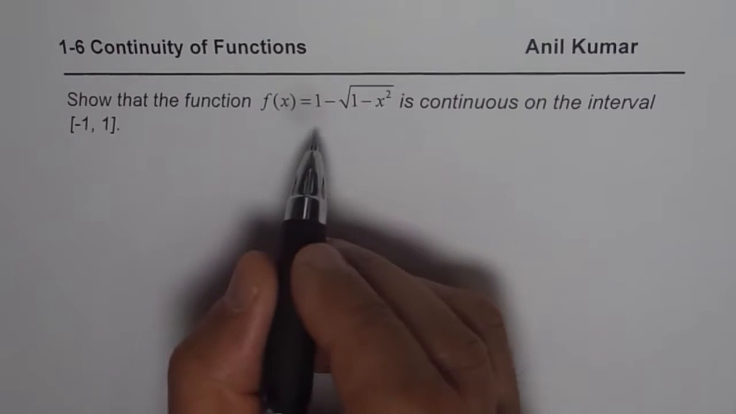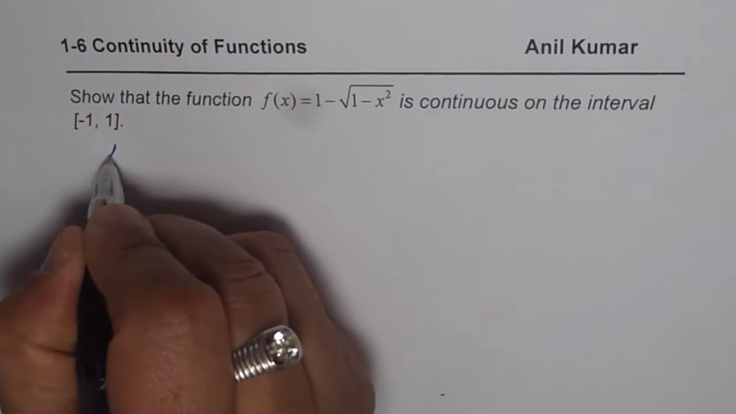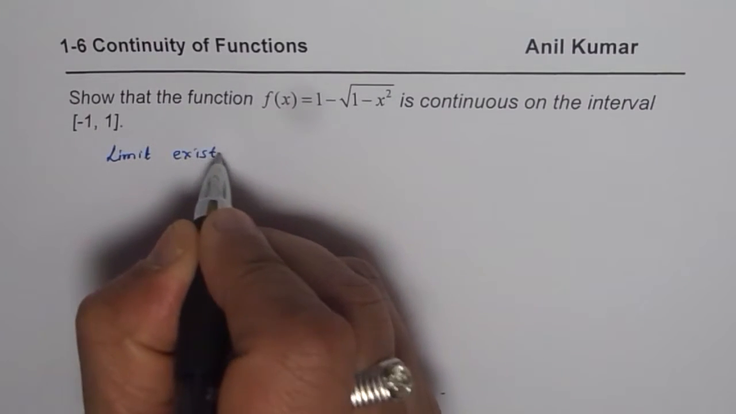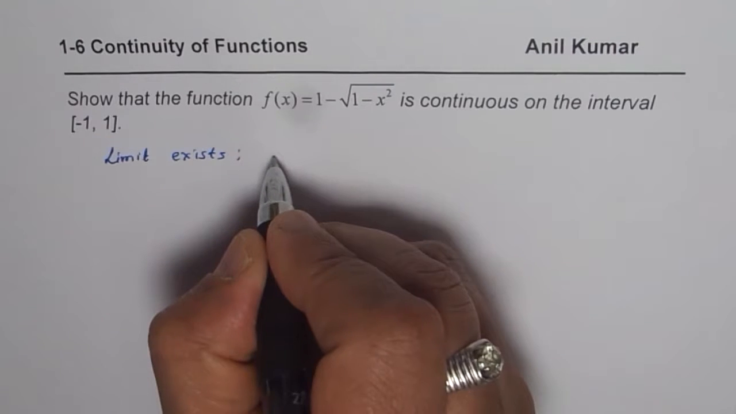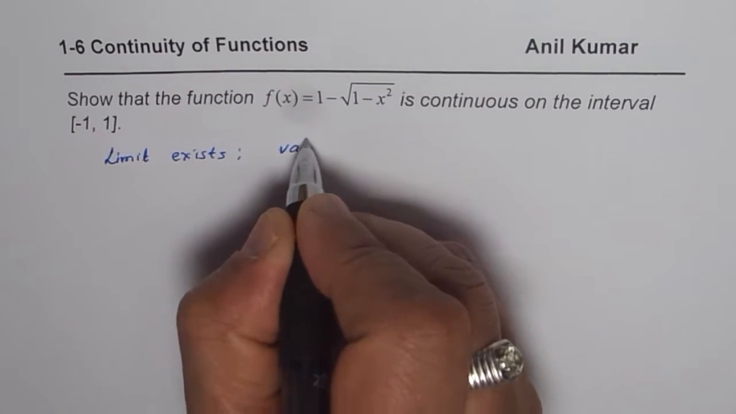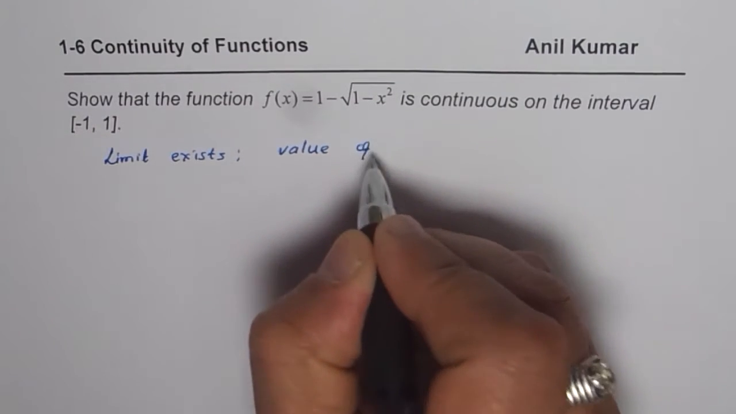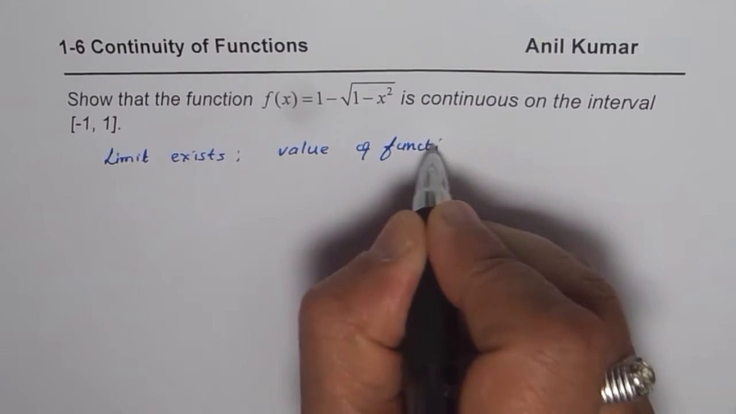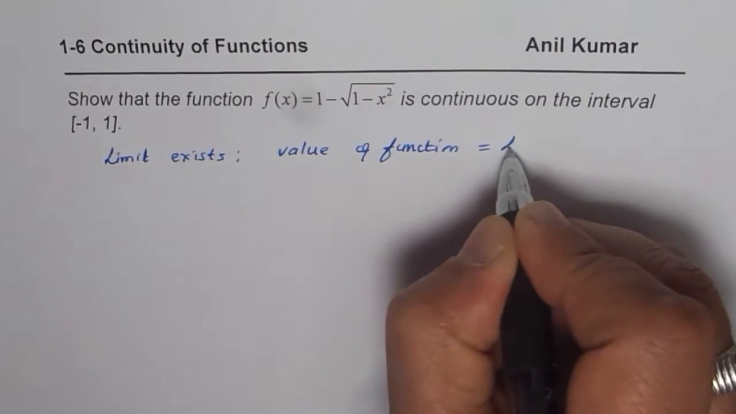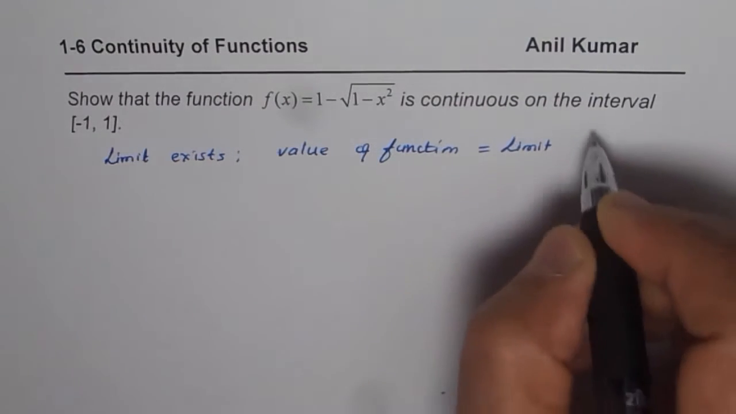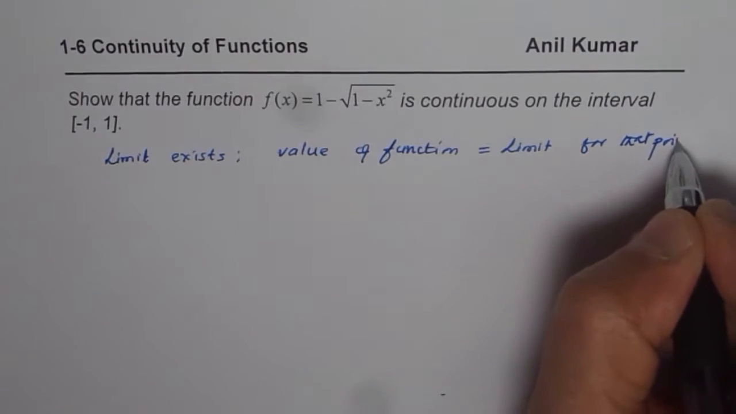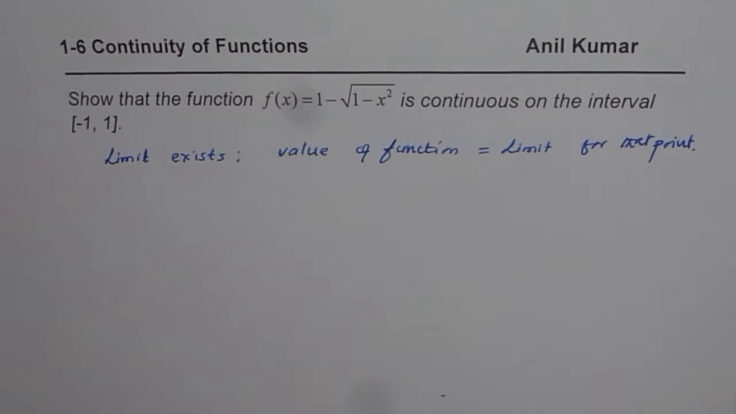So what we need to prove here is that the limit exists. This is the first part. And second, the value of limit, or you can say the value of function, is equal to the limit for that point. So that is a very important criteria which we need to prove.